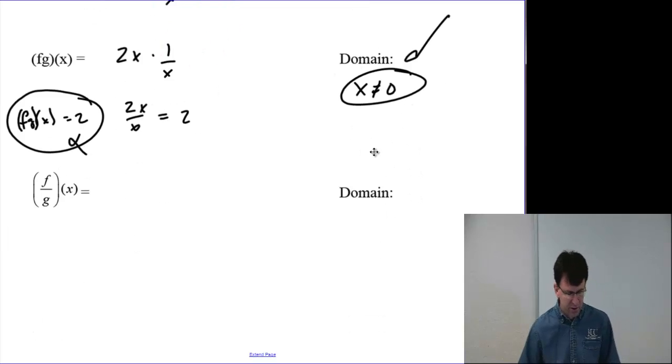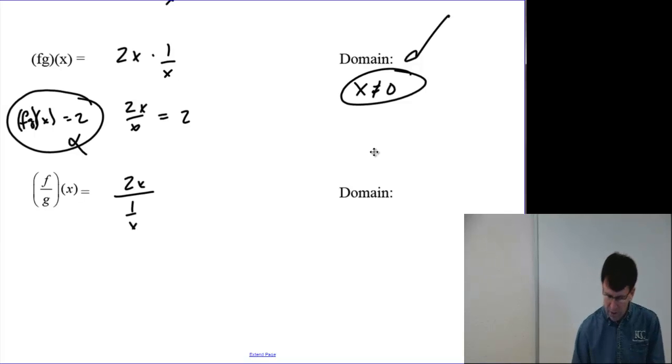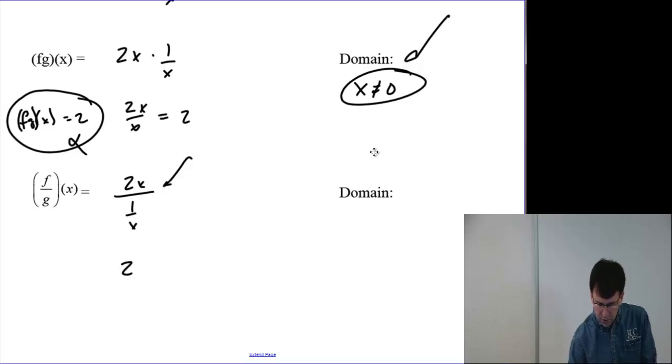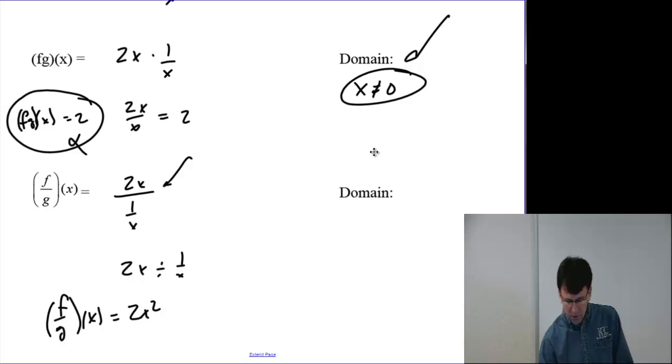F divided by g of x, so this is going to be 2x divided by 1 over x. Again, if we do the math, don't leave this as your answer, that will not be acceptable. Complex fractions are not acceptable. So we're going to have 2x divided by 1 over x, which then turns into 2x squared. So we could say that f divided by g of x equals 2x squared. I'm still going to remain with this domain that x cannot be equal to 0.